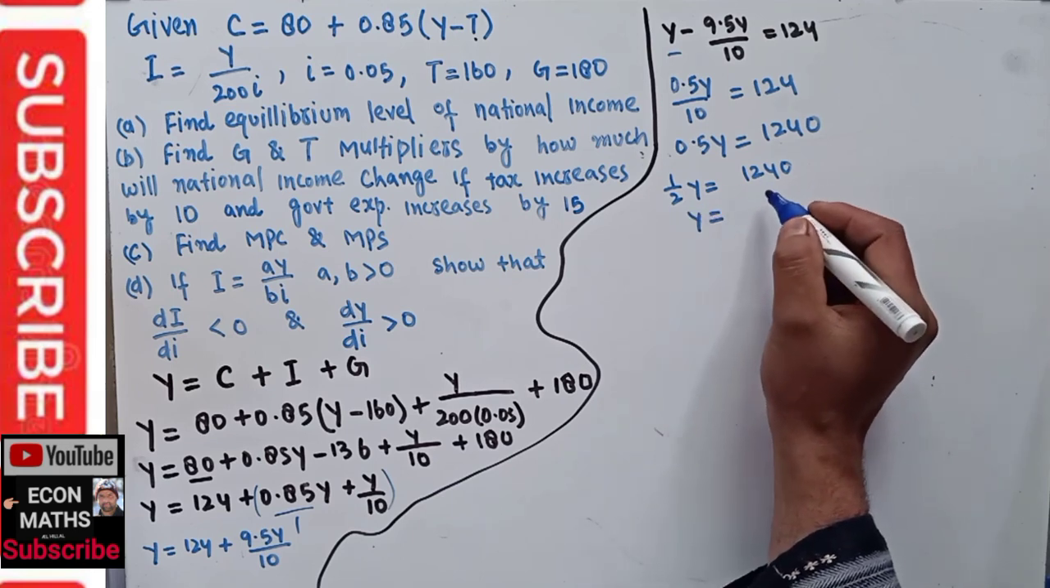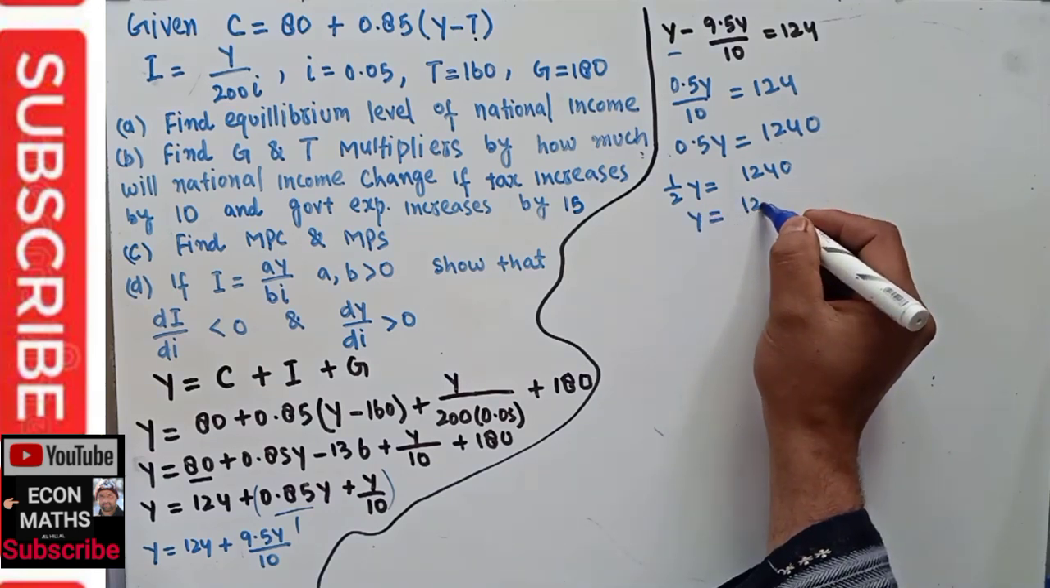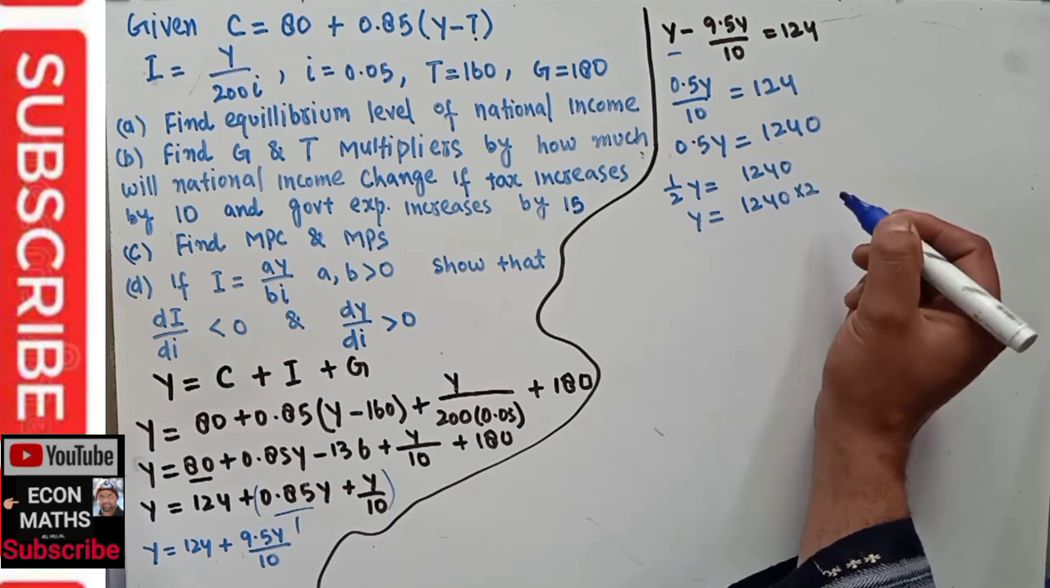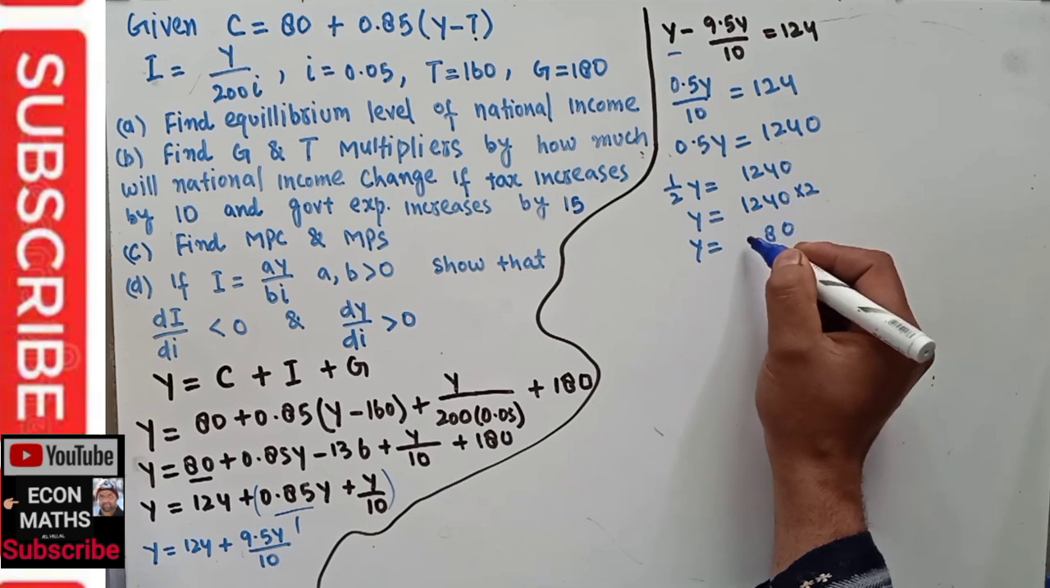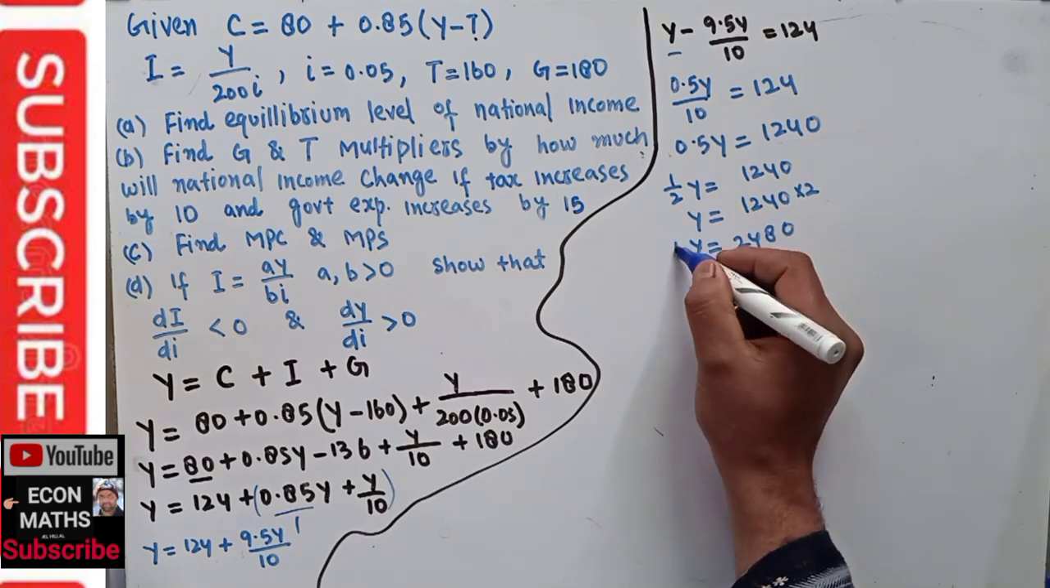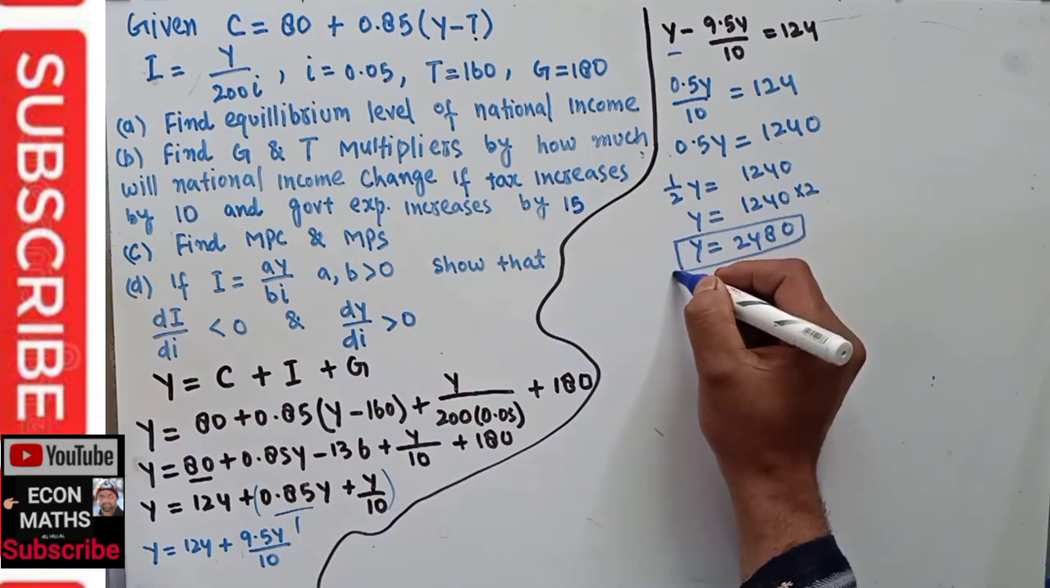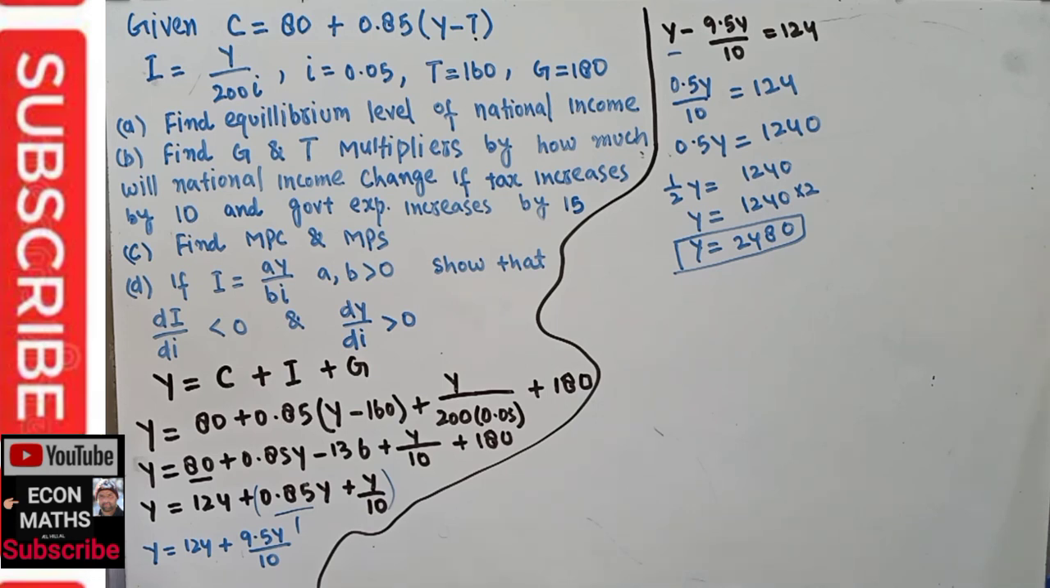Multiplying both sides by 2, we will get 1240 into 2. So our equilibrium level of income will be: 2 zeros are 0, 2 fours are 8, 2 twos are 4, 2 ones are 2. I'm really sorry if I have made any mistake in the calculation. I'm doing this calculation for the first time here. Now, the equilibrium level of income is 2480.